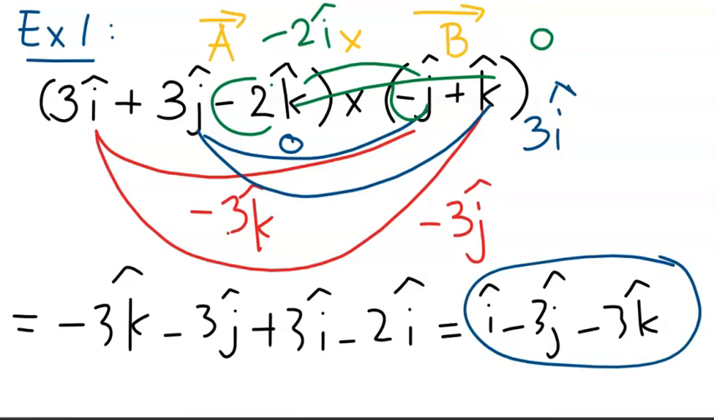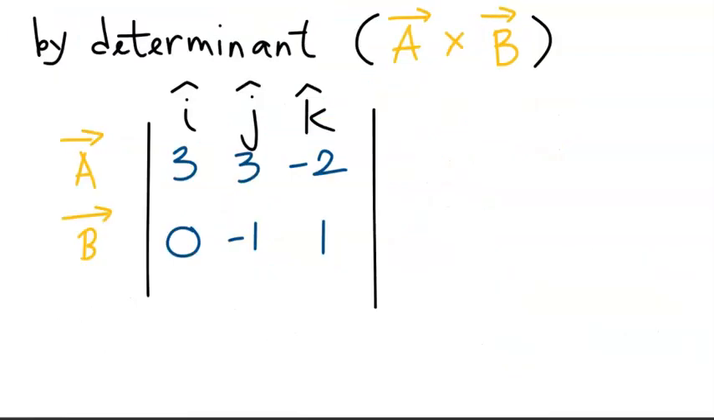We can also evaluate the same cross product using a determinant. First, you list the components of vector A on the top row, followed by the components of B on the second row, because we are evaluating A cross B, so the order matters. So let's first evaluate the x component of this vector product.